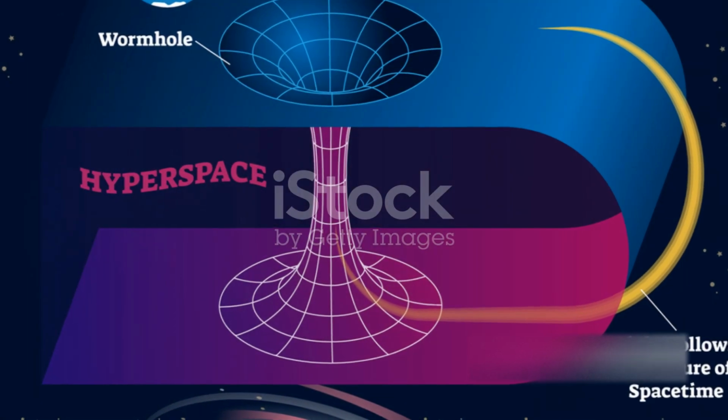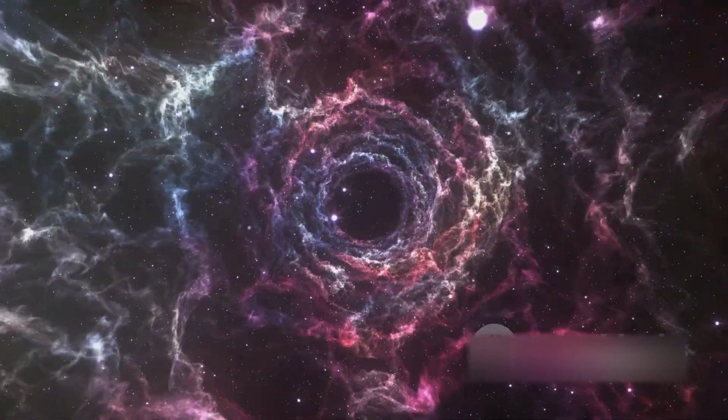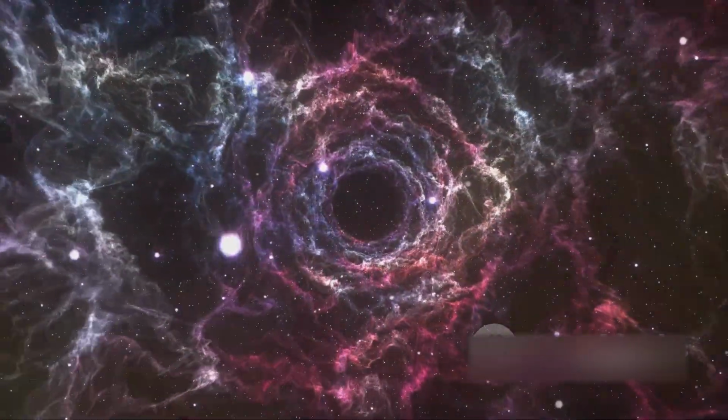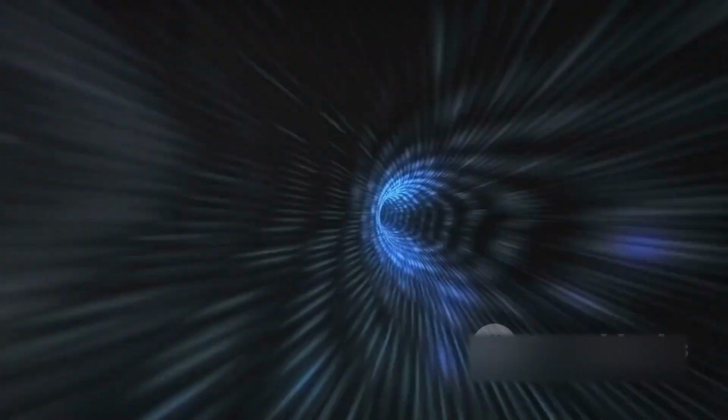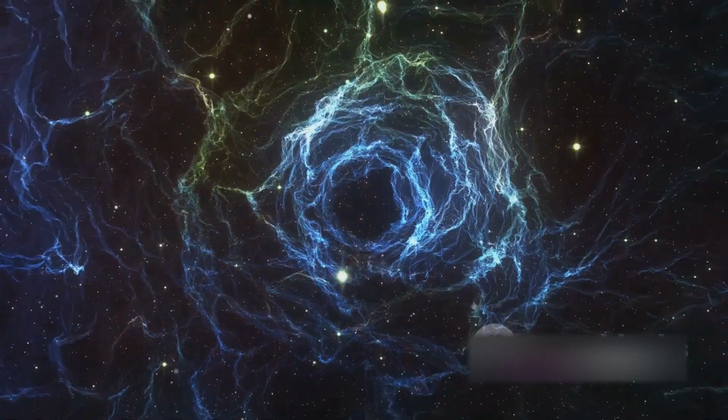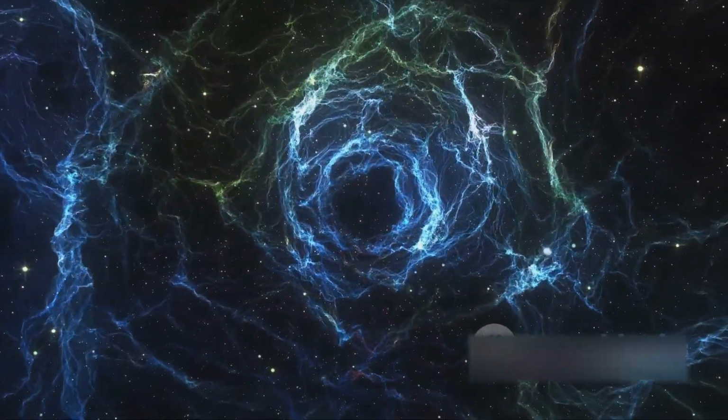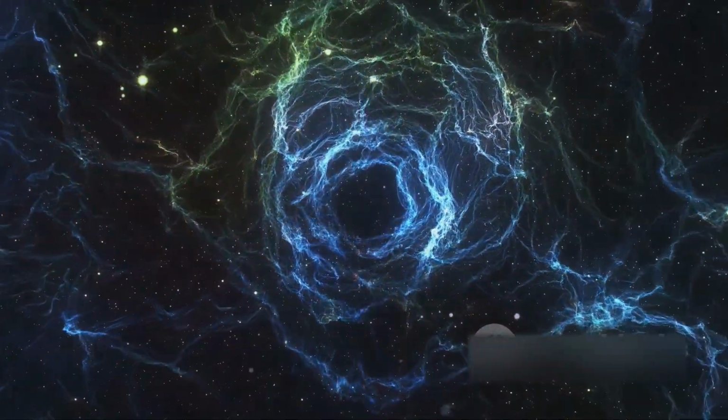Now, let's try to visualize this. Picture an apple. If you were a tiny ant crawling on the surface of the apple, your journey from one point to another would be quite long, wouldn't it? But what if you could burrow through the apple, creating a tunnel? Your journey would be significantly shorter. In the context of the universe, the apple's surface represents space-time, and the tunnel is our wormhole.